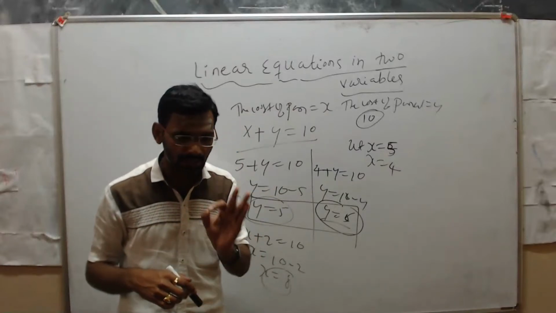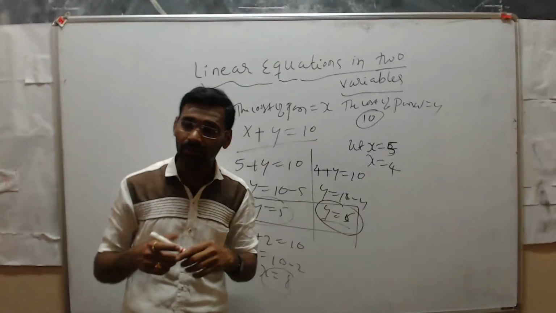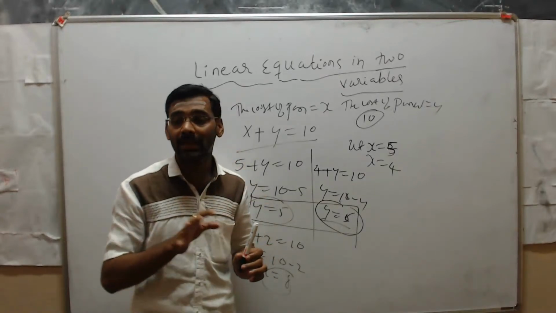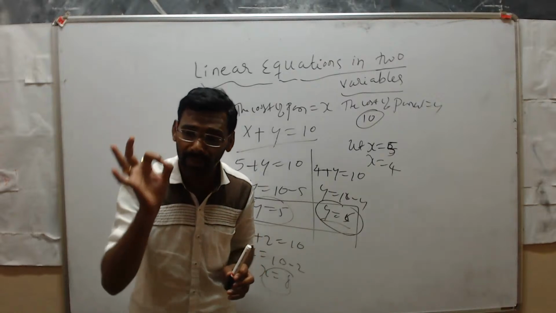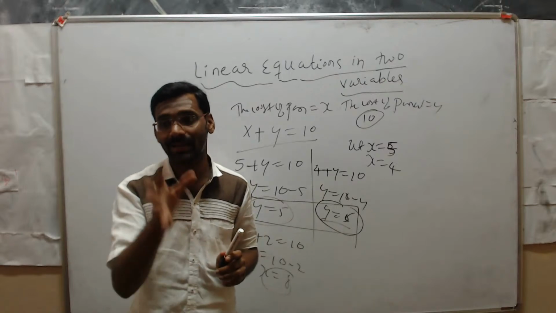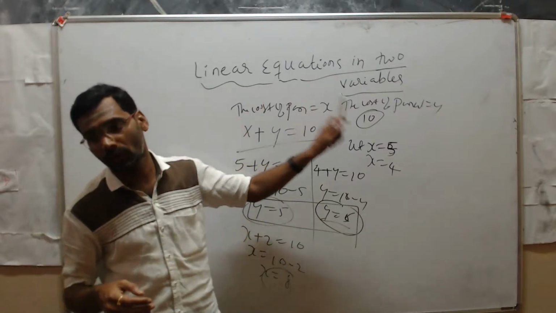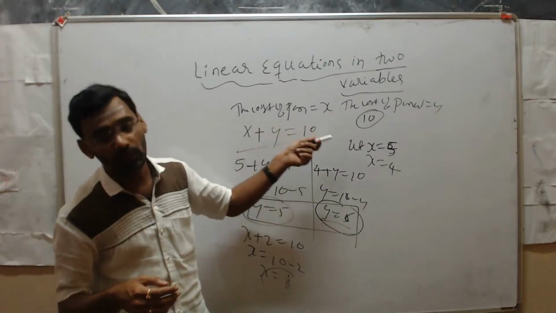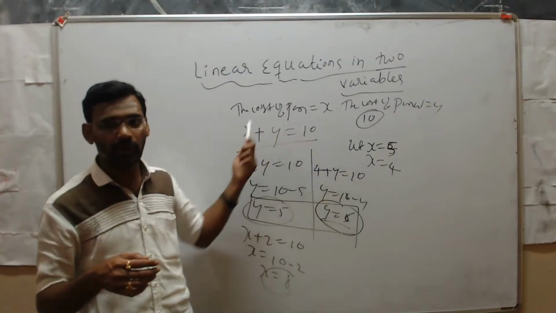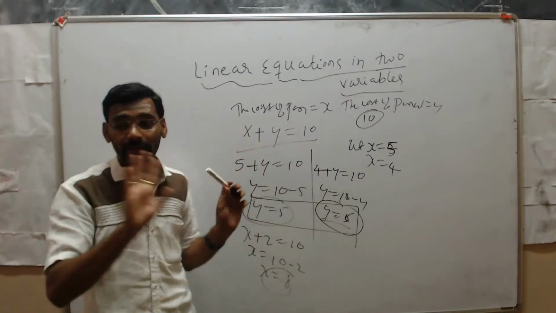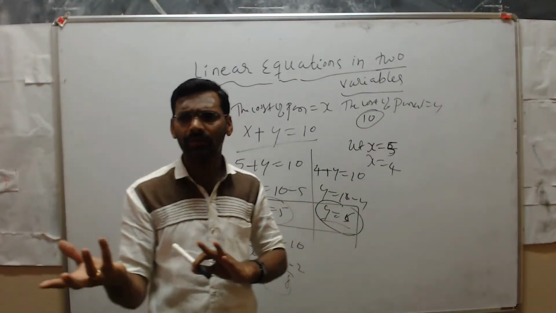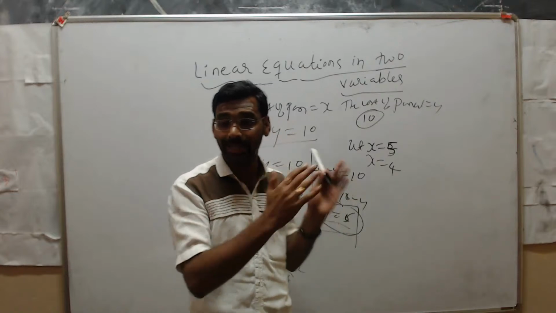Clear? It means, students, a linear equation in one variable has a unique solution, only one solution, but a linear equation in two variables has how many solutions? Infinitely many solutions. We are not able to get the exact solution because x value 1 gives one y value, x value 10 gives another, x value 20, x value 30, x value 40 each give different y values. But in one variable there is only one value, because there is no other variable.